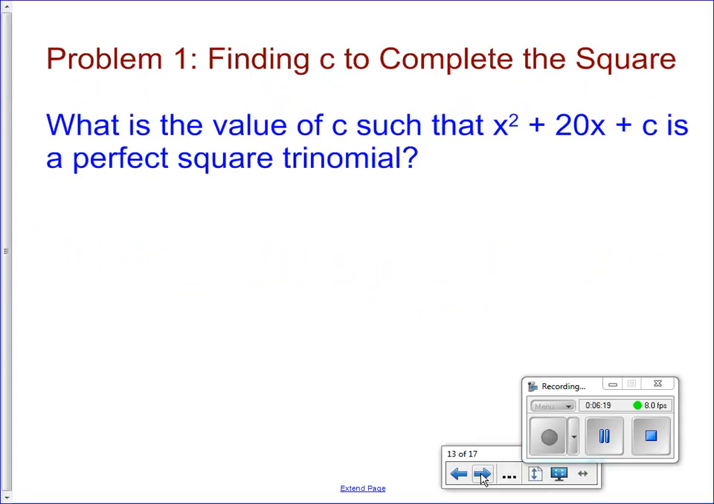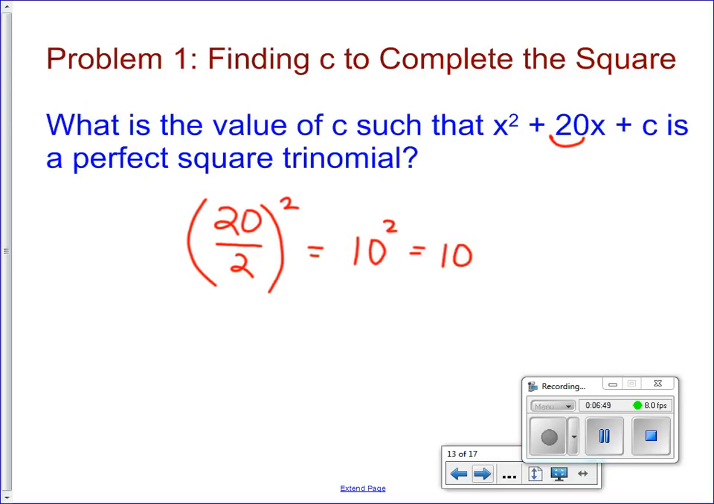All right, so problem 1. Finding c to complete the square. What is the value of c such that x squared plus 20x plus c is a perfect square trinomial? Well, what we want to do is take b, which is 20. We're going to divide the 20 by 2 and then square it. 20 divided by 2 is 10, and 10 squared would be 100.